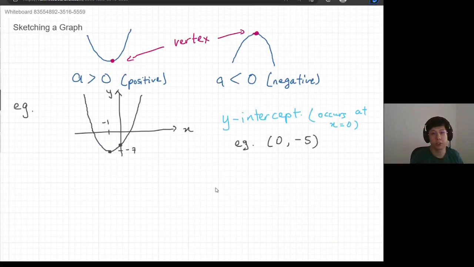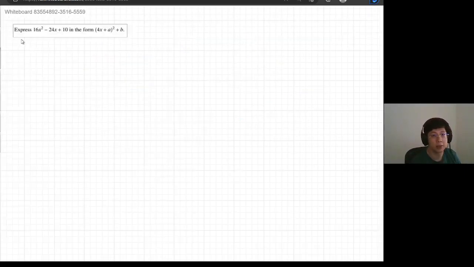Right, I've gone through the concept of finding the vertex, completing the square form, and sketching a graph, all in detail. Now I'm going to go through one example really quickly, showing you how I can do this really quickly in the test. The problem we're going to be examining is: express 16x squared minus 24x plus 10 in the form (4x + a) squared plus b. Now this is a completing the square problem, because you can see here it's a quadratic that's been turned into a bracket squared plus a constant at the end.